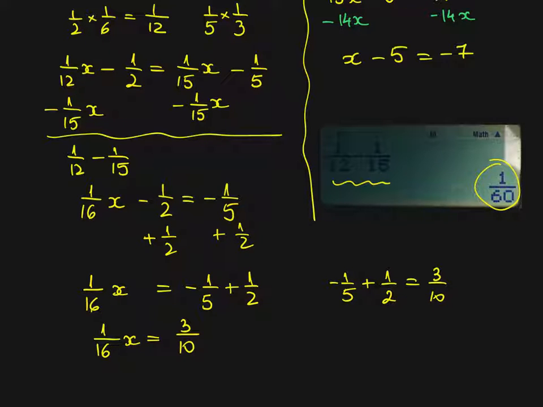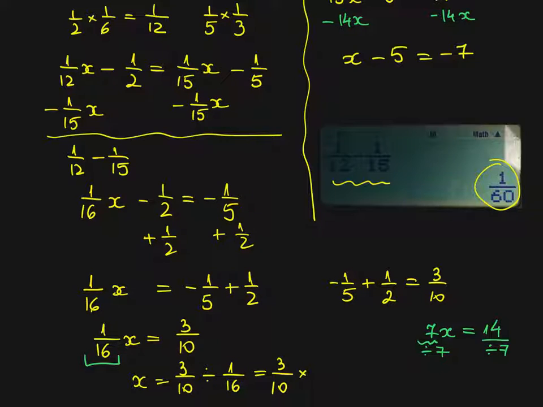How do I get x? So remember, a simpler equation could be, for example, 7x equals 14. How do you get x? You divide by 7 both sides. Here I will need to divide by 1 over 60 both sides. So I get x equals 3 over 10 divided by 1 over 60. Which you can do without the calculator, but you can very easily put them into your calculator.